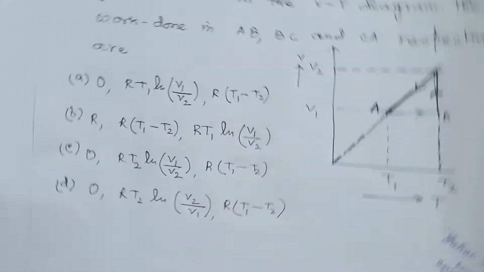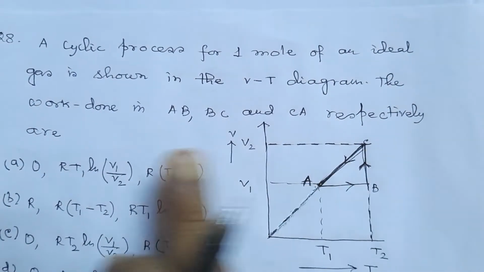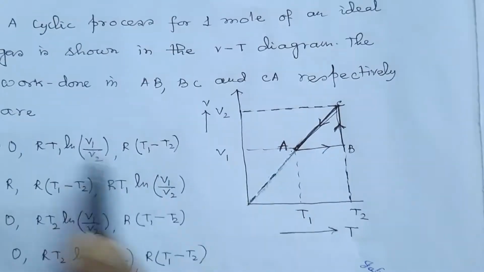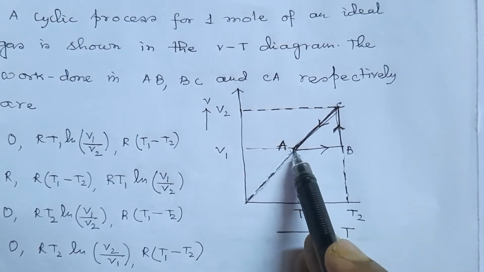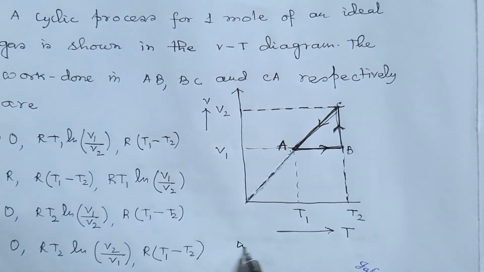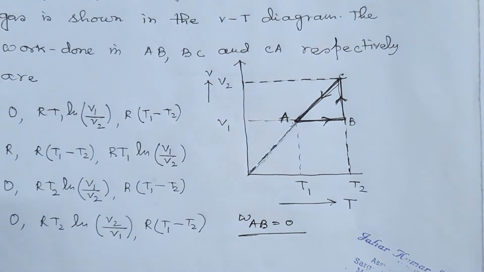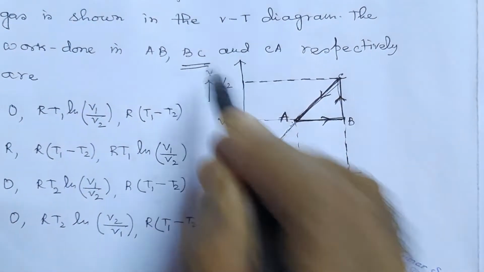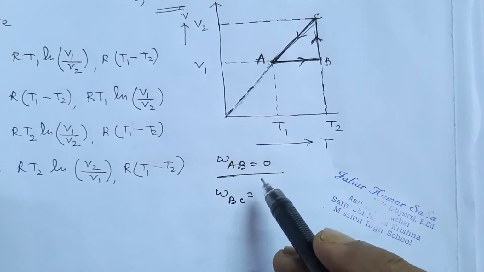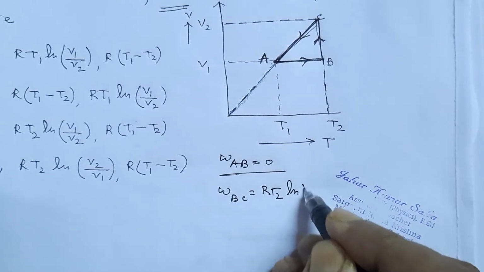It is a question from thermodynamics. A cyclic process for 1 mole of an ideal gas is shown in the VT diagram. The work done in AB, BC and CA respectively. In the process AB, it is an isochoric process. So in this process, WAB, work done is 0. Next, in the process BC, WBC, BC is an isothermal process, so the work done is R, temperature is T2, ln V2 by V1.